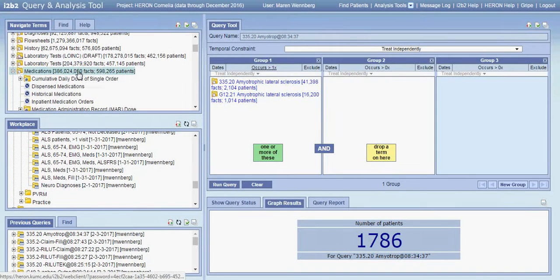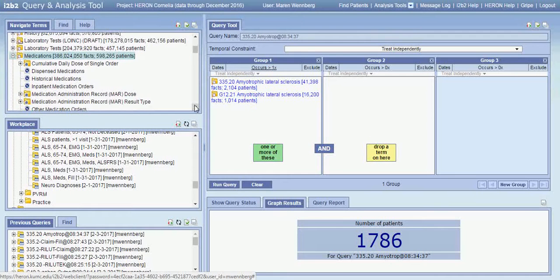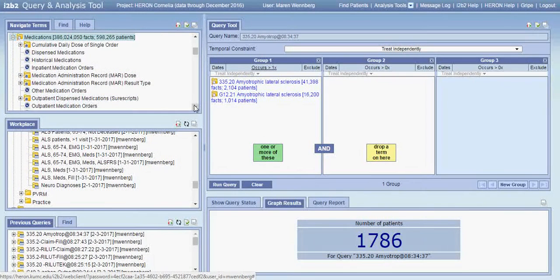So I'll open up the medications folder, and you'll see in group 1 I already have patients who have ALS based on an ICD-9 or ICD-10 code. The query returns about 1,700 patients who have this diagnosis. So when I open up the medication folder, you'll see these different ones: dispense medications, historical medications, inpatient medication orders, and these all have the blue circles next to them. So these are called modifiers.